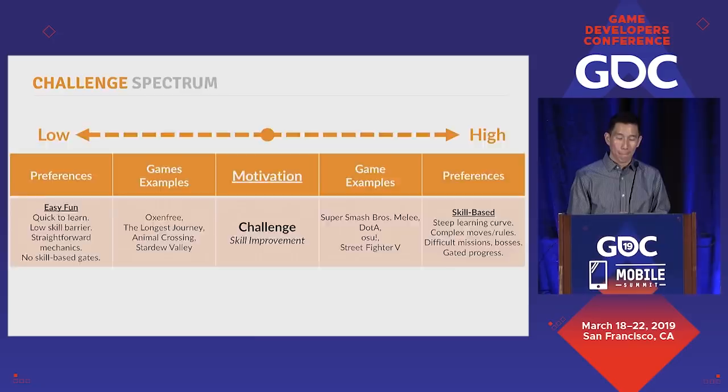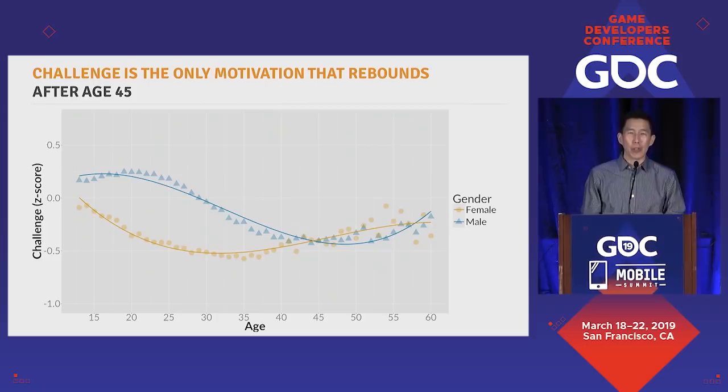Challenge is the only motivation in our model that rebounds after age 45. It's also interesting that it peaks for men around age 20 before declining, whereas it declines right away among female gamers. So these two lines look very different for about 30 years, up through age 35, and then they come together and the gender difference goes away. This doesn't mean that older gamers are rushing out to pick up Super Smash Brothers, but it does imply that older gamers may be more interested in mastering skill-based games and practicing game over and over again than we might assume.